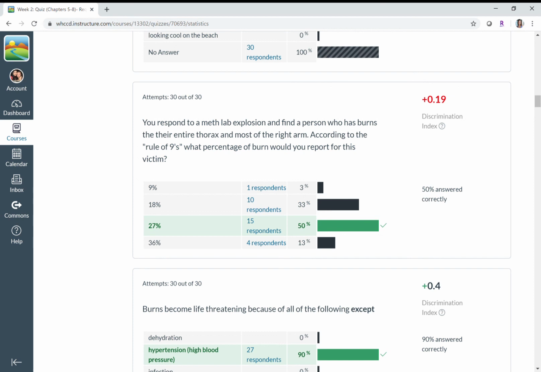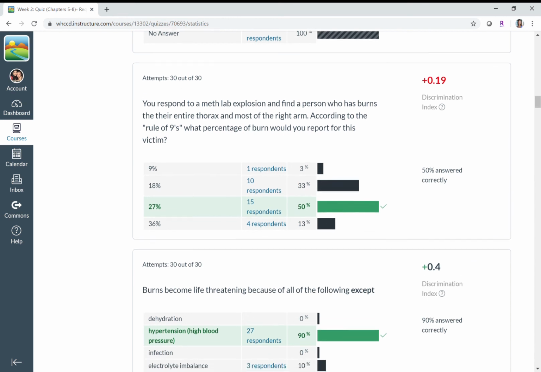The thorax actually counts as 18. So the anterior thorax would be 18, the posterior thorax would be another 18. So I hope that clears that up a little bit. Some of you said 36. I'm not exactly sure where that came from. I'm possibly thinking that you thought maybe the thorax was worth more than 18%. I'm not sure. Or you just randomly guessing. But the thorax total is 18. Right arm would be another 9. So that would be 27%.